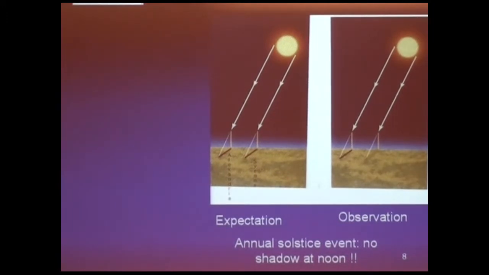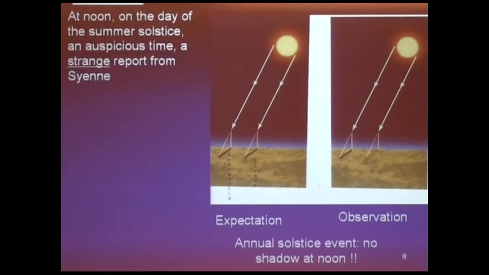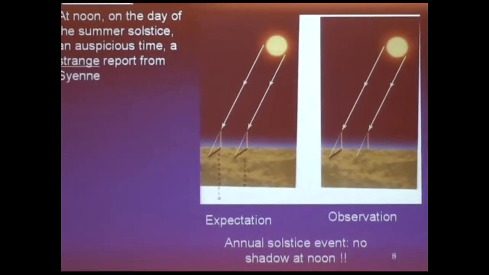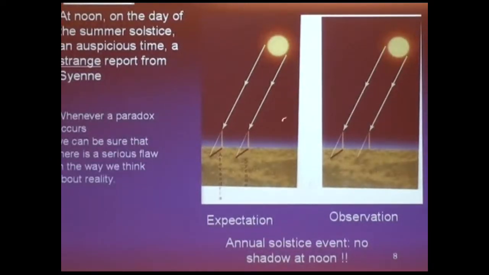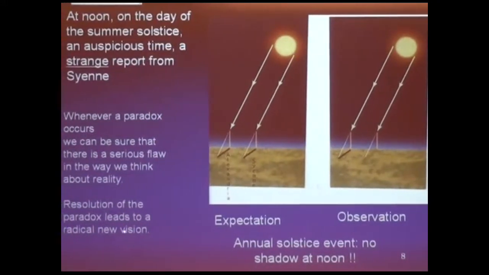And the account in that document said that at noon, on the day of the summer solstice, does anybody know what the day of the summer solstice is in the calendar? Good, June 21st. It's the longest day of the year. On June 21st, the day of the summer solstice, there is a strange phenomenon. And this strange phenomenon is really a paradox, which we'll talk about. And we'll come back to how the paradox leads to this new vision.